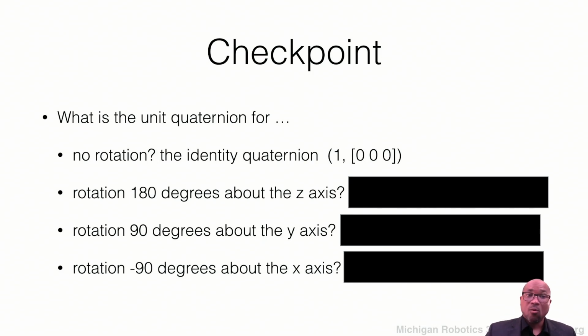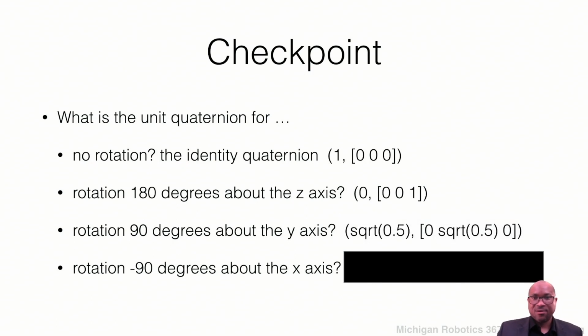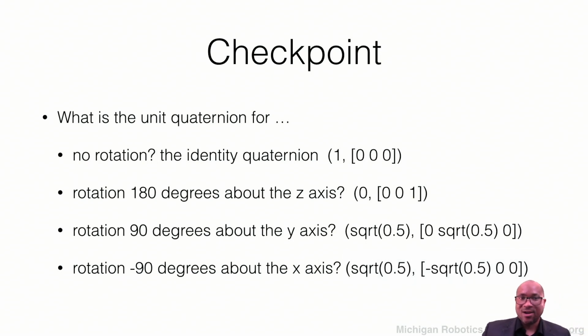What about if our rotation is 180 degrees about the z-axis? Well, there's only going to be rotation about the z, and so we'll get an expression that looks like this. What about rotation 90 degrees about the y-axis? Then there's only going to be rotation about the y-axis, but we also have to consider that if we evaluate cosine of the half angle, we'll get some non-zero value. The same thing for the y component, and so we'll get something that looks like this. This will also apply when we consider negative 90 degrees about the x-axis as well.